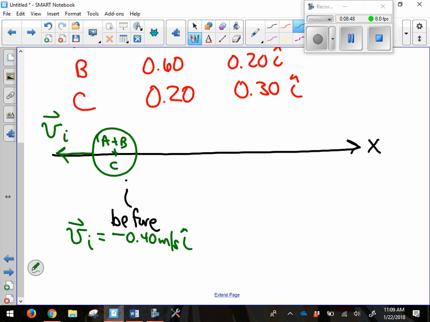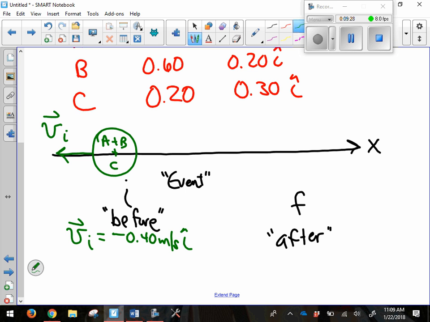I'm going to put after over here. Okay, so there's my event, which is the little springs releasing and breaking the object into 3 parts. And then over here, I'm going to have my final, or my after. Now my great big object that was A plus B plus C is now 3 smaller objects.